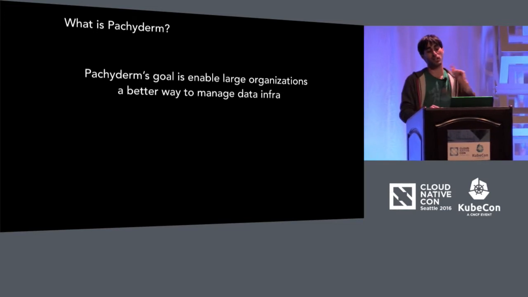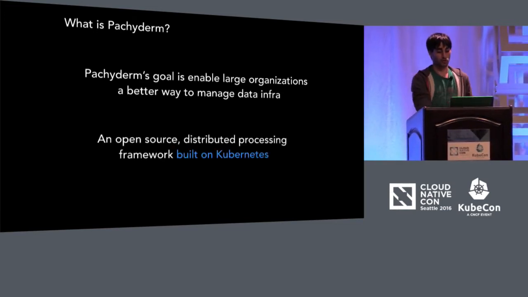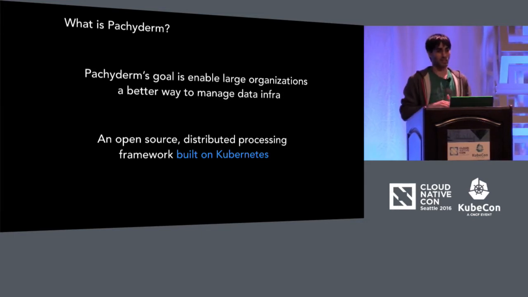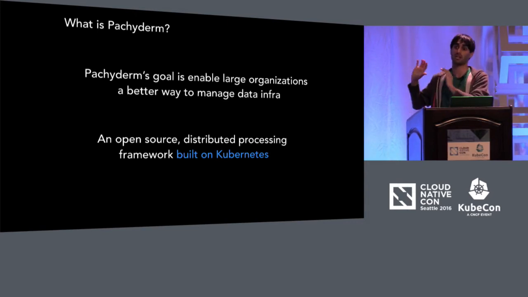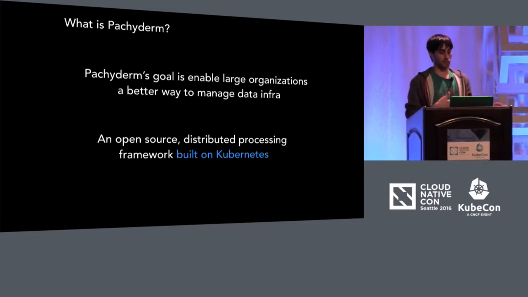So with that in mind, Pachyderm set out to solve one specific goal, and that was to enable large organizations to better manage their data infrastructure. Now, of course, that's not actually answering the question of what is Pachyderm. Pachyderm is an open source distributed processing framework built on Kubernetes. And just to clarify this up front, because we get a lot of questions about this, there's no Hadoop code in Pachyderm. In a lot of ways, we are an alternative to Hadoop, and a lot of our early customers are choosing us instead of Hadoop because we fit into the Kubernetes and containerized frameworks. So how do data science and data infrastructure really relate to containers and Kubernetes?